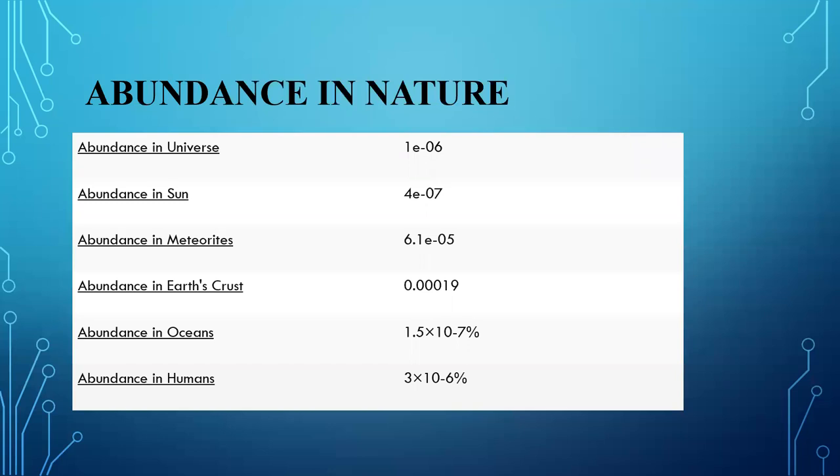And the next one is abundance in nature. Abundance in universe 1E-6, abundance in sun 4E-7, abundance in meteorites 6.1E-5, abundance in Earth's crust 0.0000019, abundance in oceans 1.5 x 10^-7 %, abundance in humans 3 x 10^-6 %.